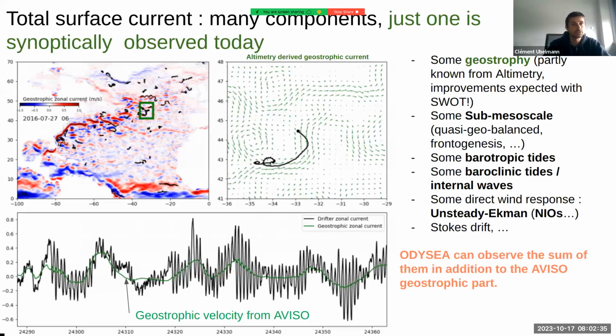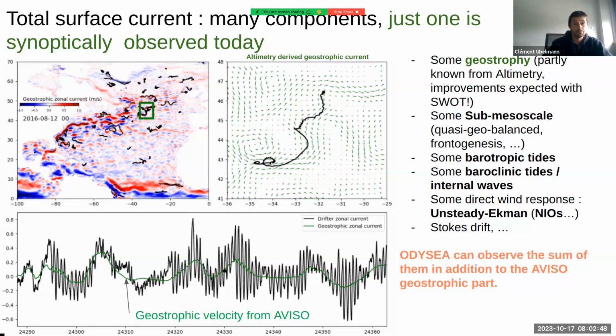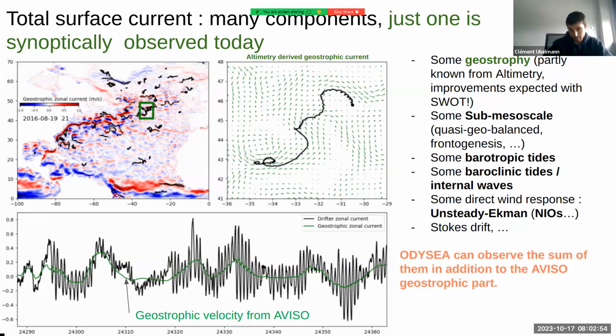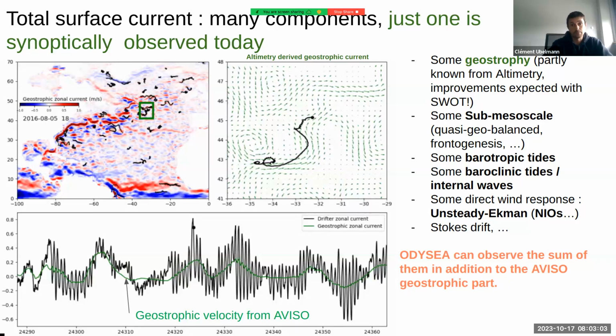As an introduction, we'll start with these three figures that illustrate the difference between the geostrophic component that is observed today by deriving the altimetry at a synoptic scale, and the total surface current that is fairly different. And by the way, this is why there is so much excitement, I think, about the Odyssey mission, because today we do not observe total surface current at synoptic scale.